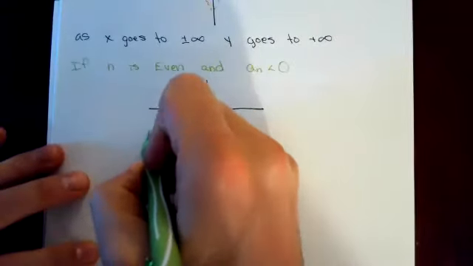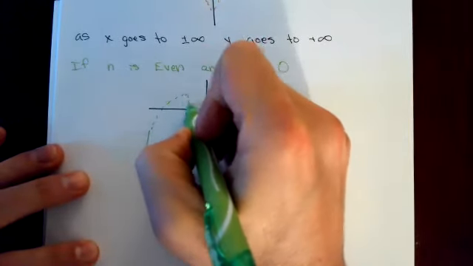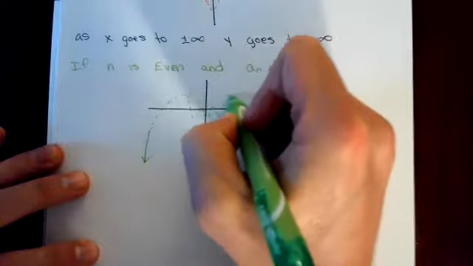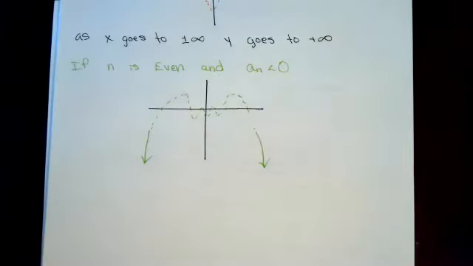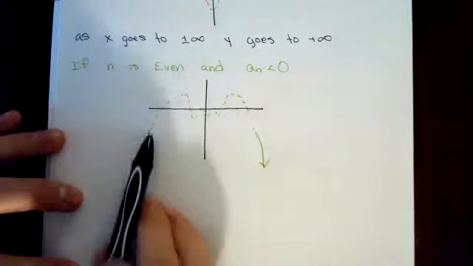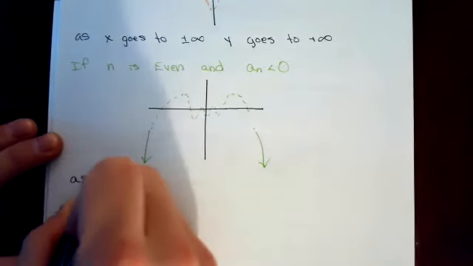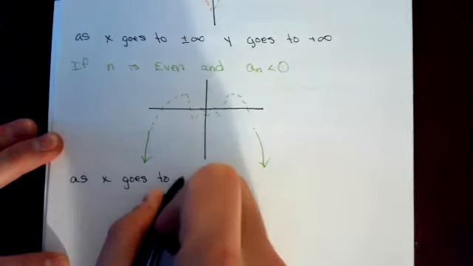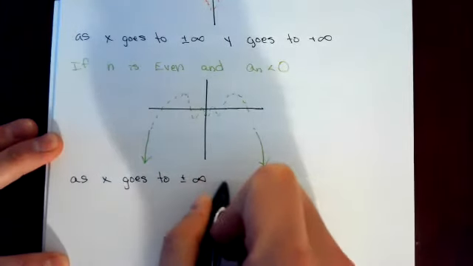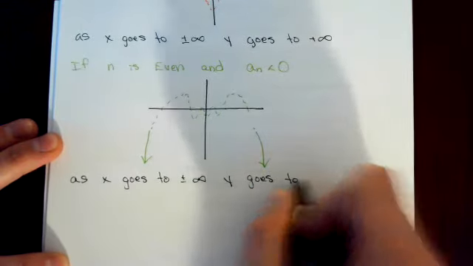Our endpoints are both pointing downward. And again, crazy stuff could be happening in the middle. It could have a bunch of bumps. It could only have 1 or 2. It could be symmetric, could not be. But the key point is that our endpoints are both pointing downward. So we can write as x goes to plus or minus infinity, y goes to negative infinity.